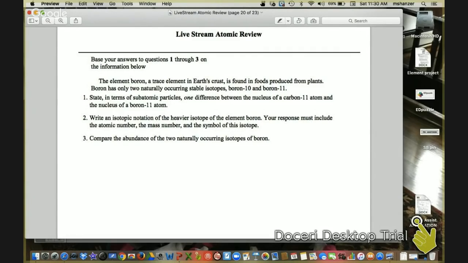It is not necessary, however, to do that, but we should understand that boron, if we look on our periodic table, which I am currently looking at, boron has an atomic number of 5, carbon has an atomic number of 6. That would let us understand that carbon has one more proton than boron. If we wanted to be specific about the neutron number, we could say that boron has one more neutron than carbon. Now, if we look at the next one, it says, write an isotopic notation of the heavier isotope of the element boron, and your response must include the atomic number, the mass number, and the symbol.